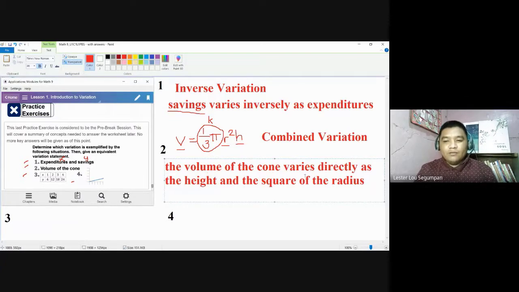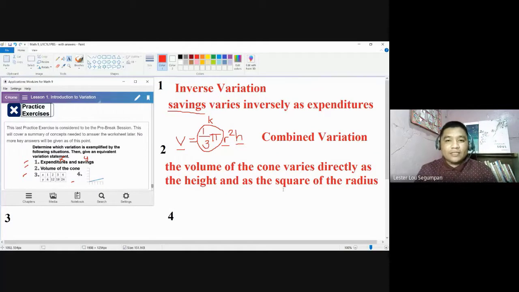The volume of the cone varies directly as the height. Definitely this is under multiplication, so it's commutative. So we can always start with the height and the square of the radius. Still directly as the height and as the square of the radius. So it looks like that. When I talk about combined variation, it's up to you how you write the variation statements. You just need to examine and make sure that the variation statement fits the given.